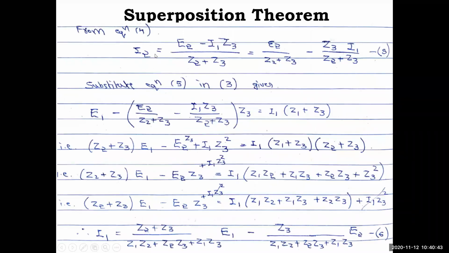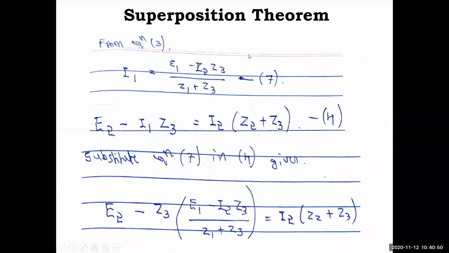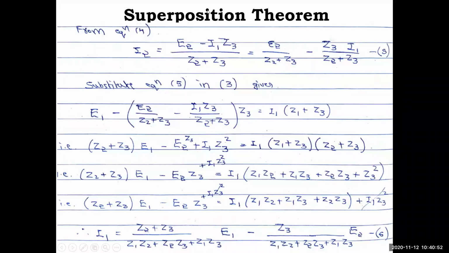From equation 4, I2, that's what I explained: E2 minus I1 Z3 by Z2 plus Z3. You can simplify this or else you can omit this. Here I have named one more equation. This simplification is not necessary, because again it will change the burden. So you can club this and substitute that here, in equation 3.